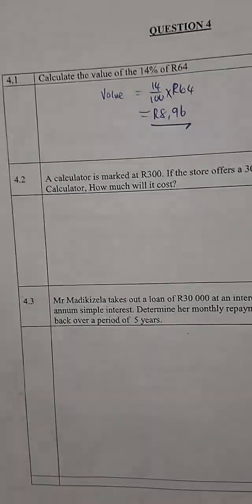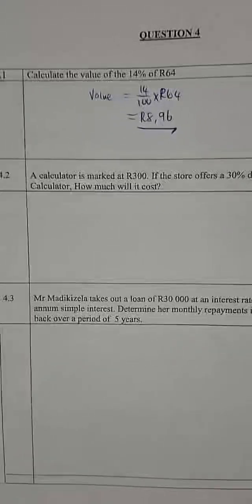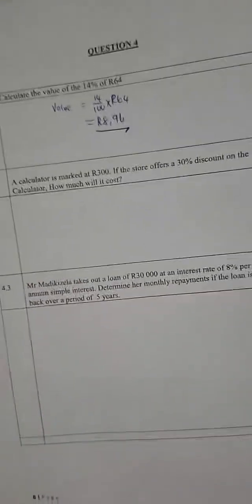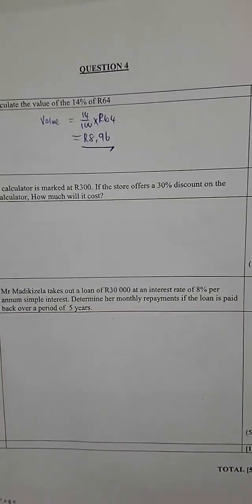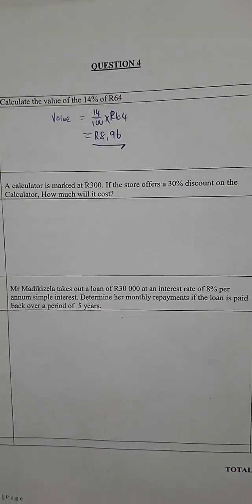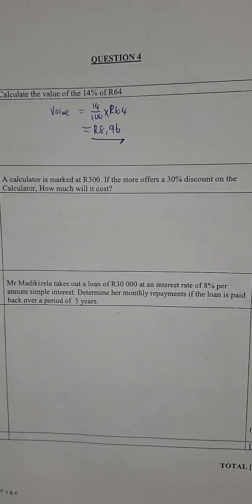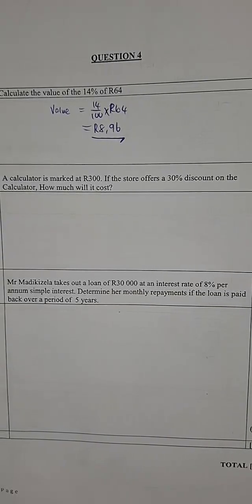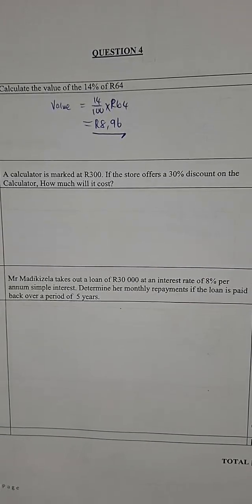Next question, 4.2. A calculator. They are saying here, a calculator is marked at 300 Rand. If the store offers a 30% discount on the calculator, how much will it cost? 30% discount. How much will the calculator cost? Okay, someone is saying 210.